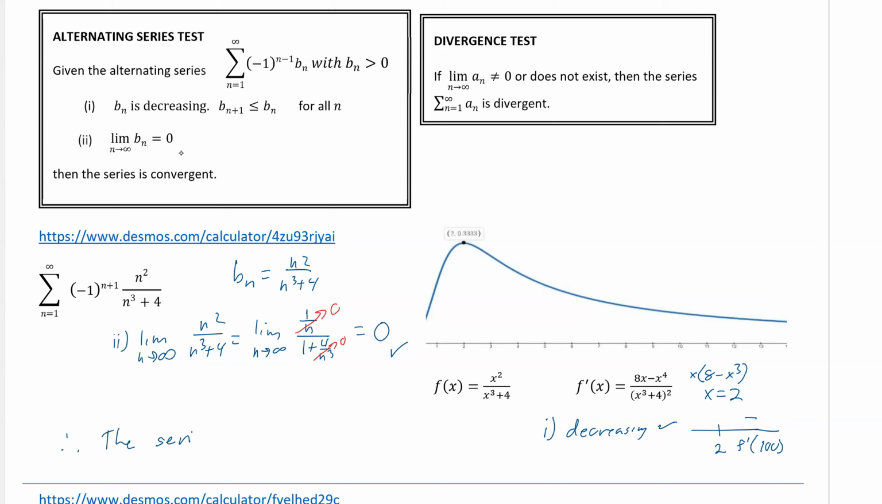the series converges by the alternating series test. So this is one way to show it.